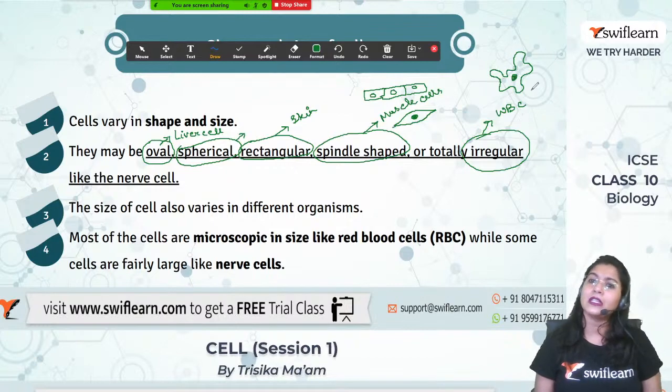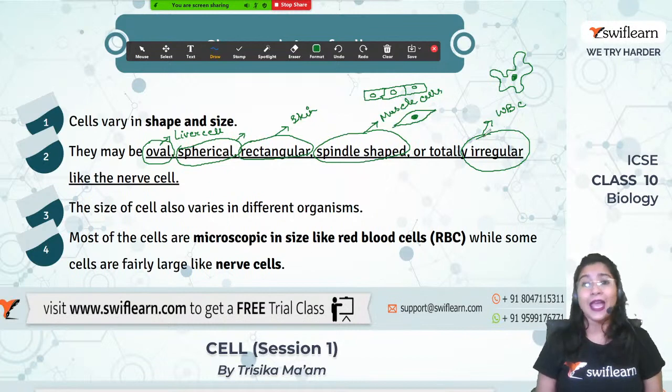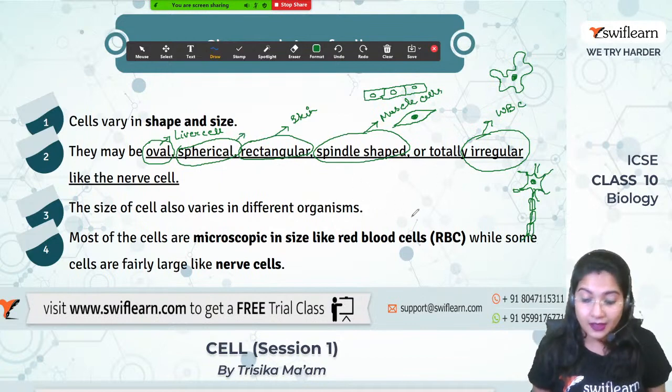We can find the amoeboid cells, which are irregular in shape, and definitely the nerve cells, which seem almost like this, having the dendrites and proper cellular organelles, and they also have a long tail like this, right? So the nerve cell is also an irregularly shaped cell. So these are all the various types of cells.